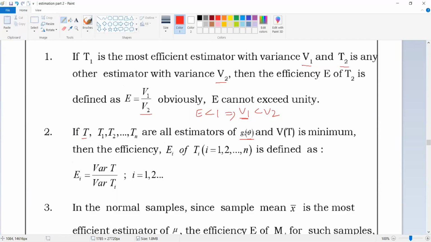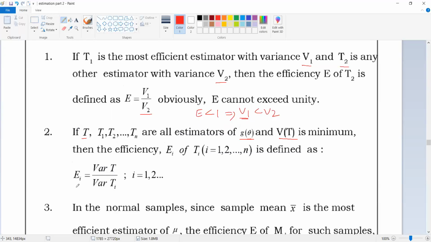After that, we can examine the efficiency of the statistic. Now, in this sequence, the variance of T is minimum. So that's why T is the most efficient estimator. The formula is the efficiency denoted by Ei. Ei is equal to variance of T by variance of Ti, where i is equal to 1 to n. So we calculate the efficiency of T1, the efficiency of T2.